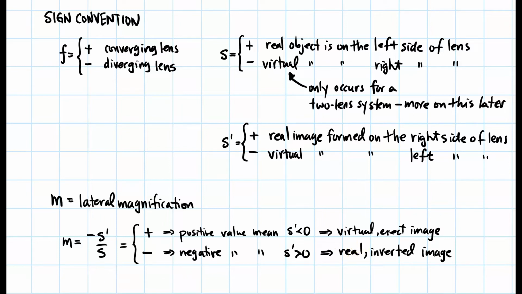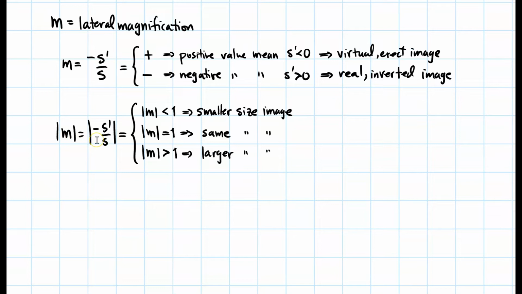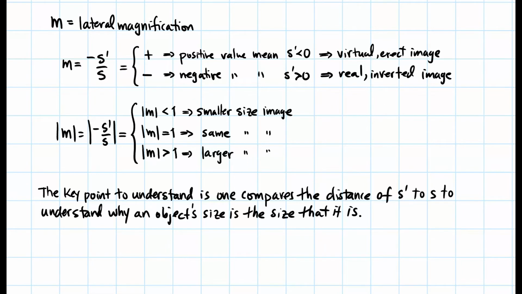Let's go to the magnitude now. The magnitude of the magnification implies the following: if this value is less than 1, I have a smaller size image. If this value is equal to 1, I have a same size image. And if this value is greater than 1, I have a larger image. But there's more to it if we start to look at the ray diagrams with this equation. The key point to understand is that one compares the distance of S prime to S to understand why an object size is the size that it is.